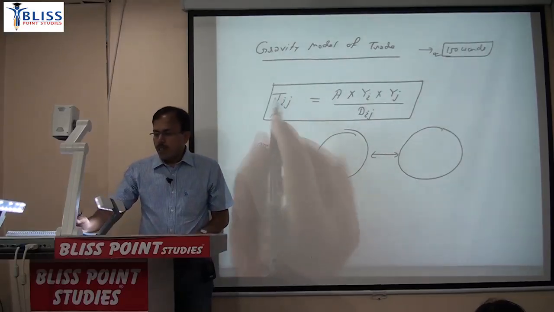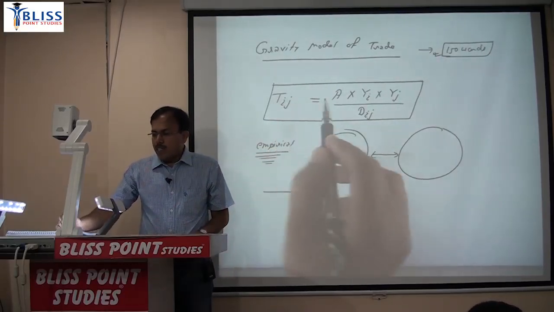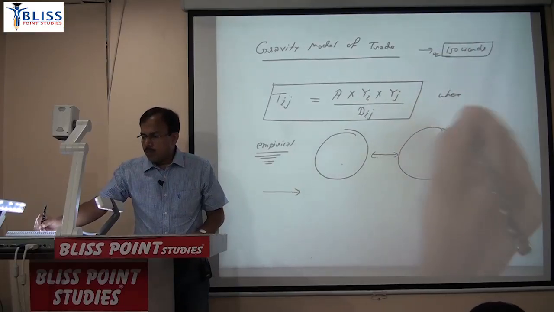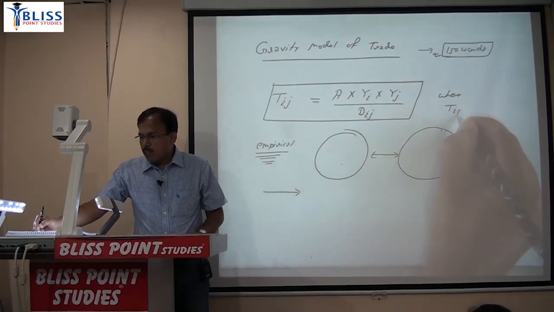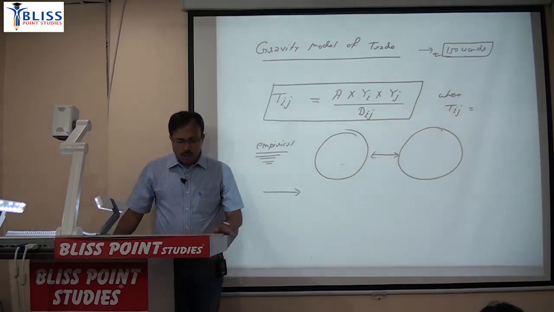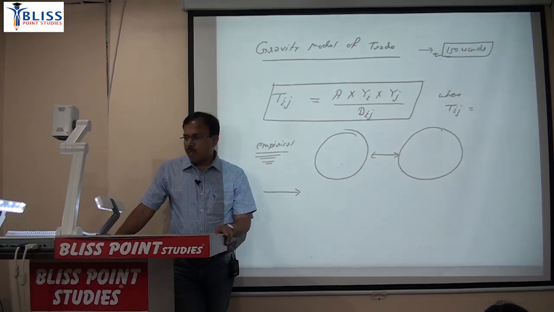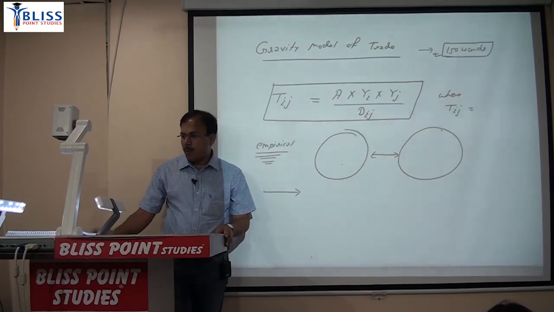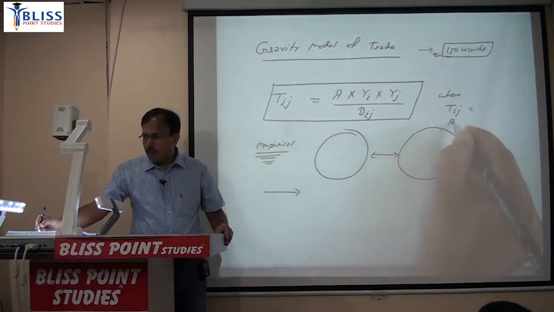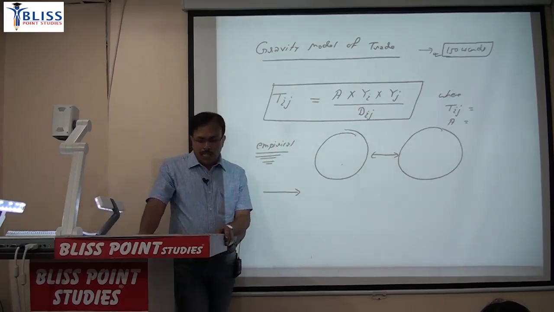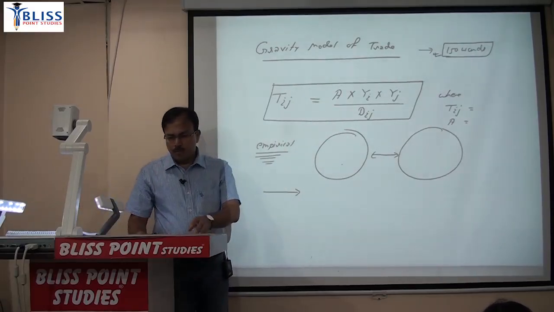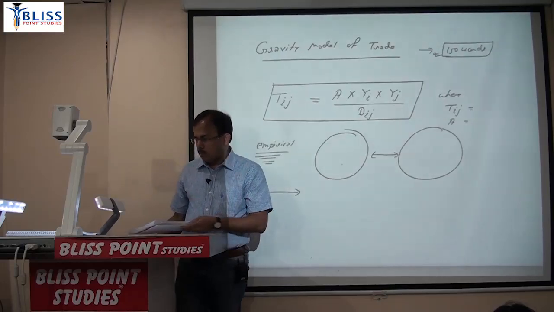The equation is this. Trade value between country I and country J is equal to this term, where TIJ is the value of trade between country I and country J, and A is a constant term.